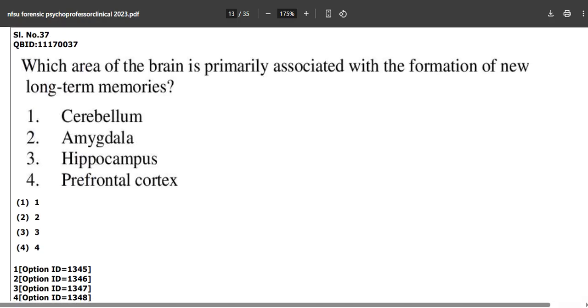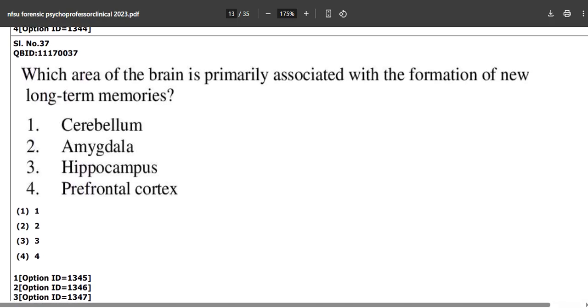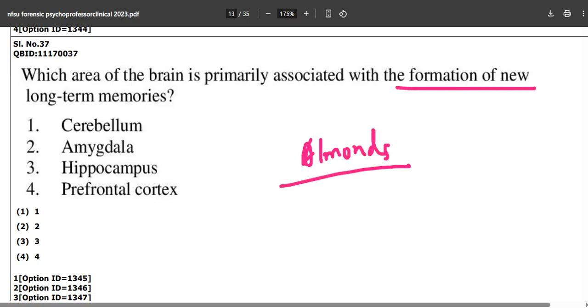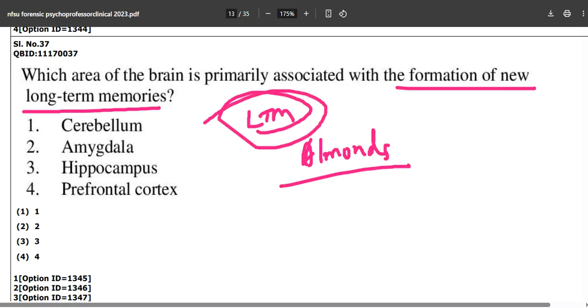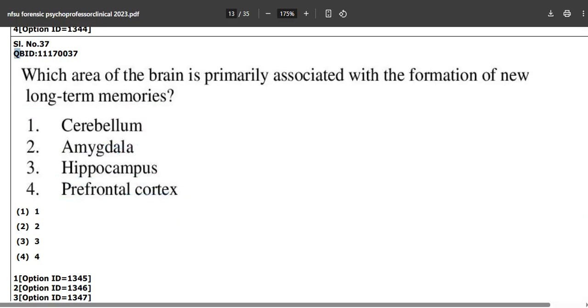Moving forward, next one: which area of the brain is primarily associated with the formation of new long-term memories? And now this is like too much. We are having elements over here with the formation of new long-term memories. LTM, long-term memories, will be formed through the process of consolidation. Cerebellum, of course not, we just discussed this. Amygdala, no. Prefrontal cortex, no. Only and only hippocampus is the option left over.